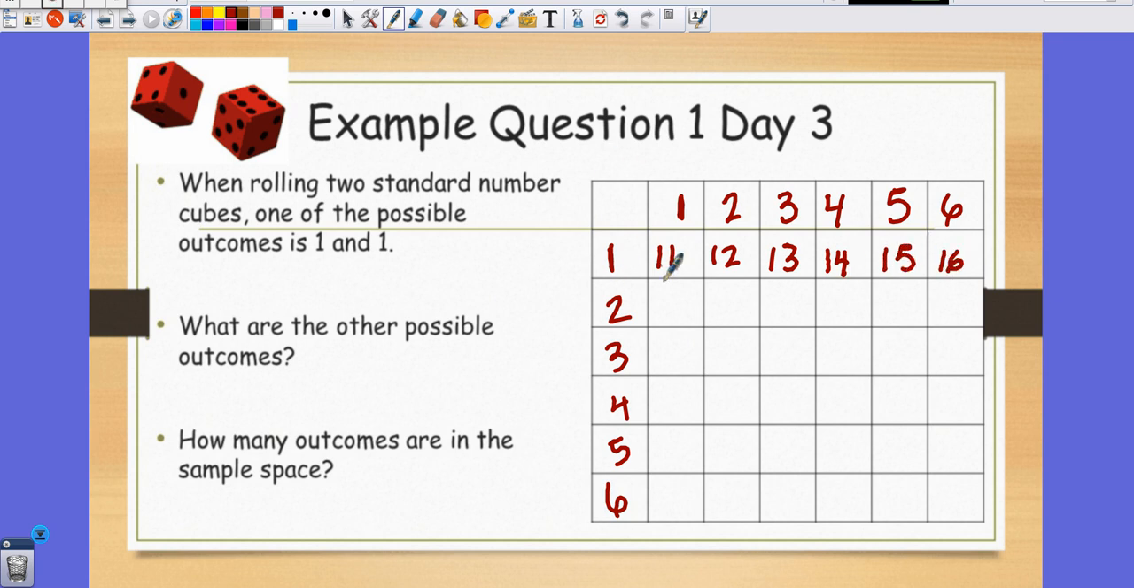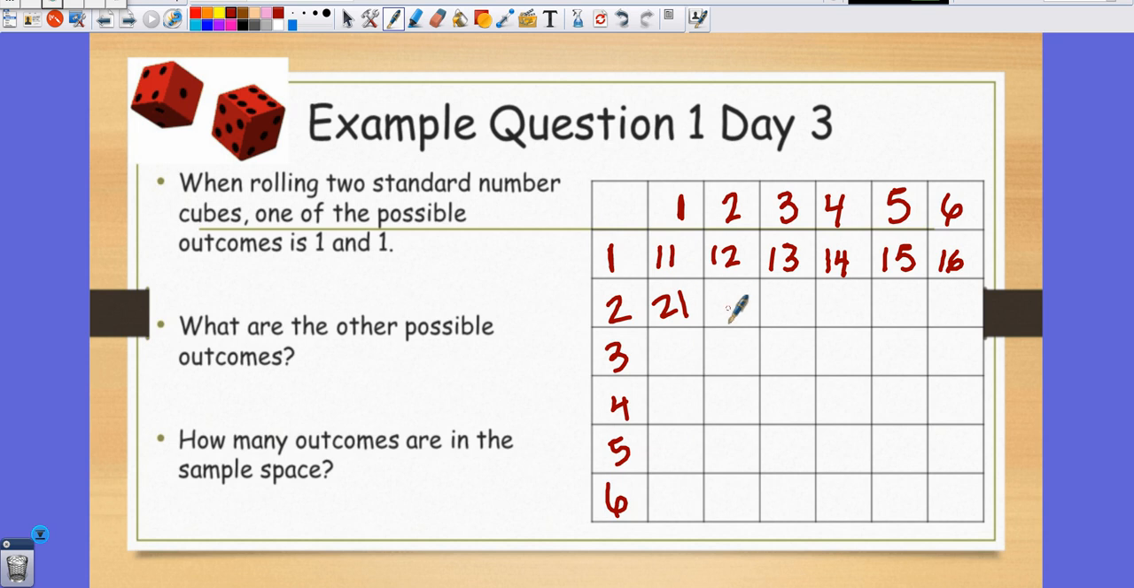And what this means is on the first roll, on the first dice I get 1, and the second dice I get 1. So that means the first dice is 1, the second dice is also 1. First dice is 1, second dice is 2. First dice is 1, second dice is 3, and so on.